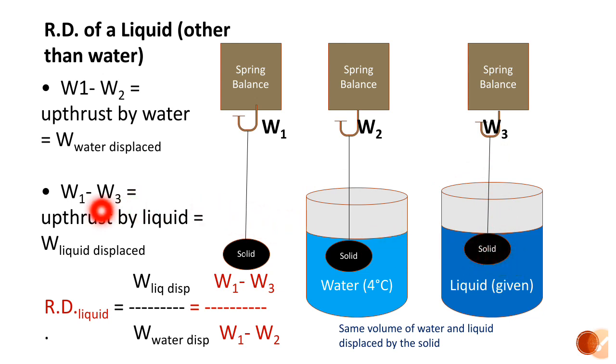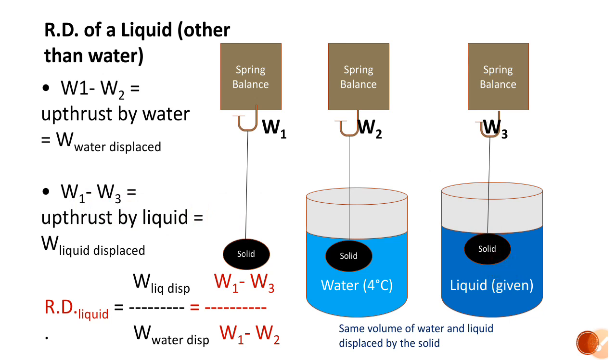So W1 minus W3, where W1 is the actual weight, gives the loss in weight when the object is taken inside the liquid. This loss in weight is equal to the upthrust by the liquid, and by the Archimedes principle, this is equal to the weight of the liquid displaced when the solid is taken. Whatever the volume the solid has, an equal volume of liquid is displaced. So the weight of the liquid displaced is the same as the upthrust by the liquid, and the same as the loss in weight when the object is taken inside the liquid.